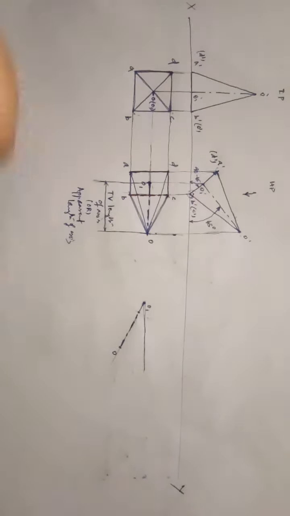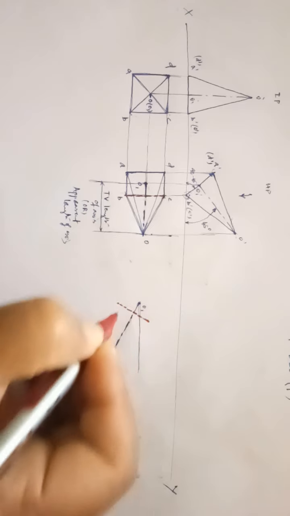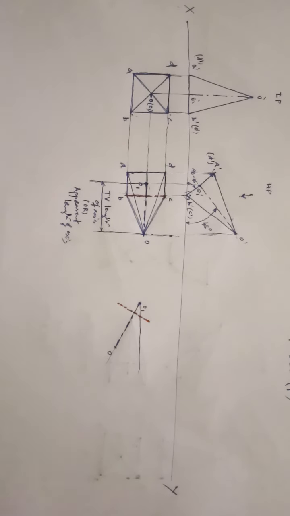So it is a hidden line, hidden edge. So measure this distance from the axis and this distance from the axis and mark it here, 1 and 2. So these two distances must be same. So I'll draw the dotted line here in red so that you'll understand better. Okay.